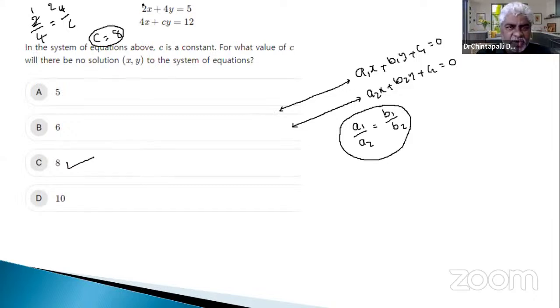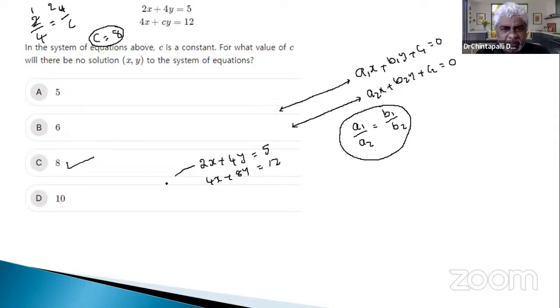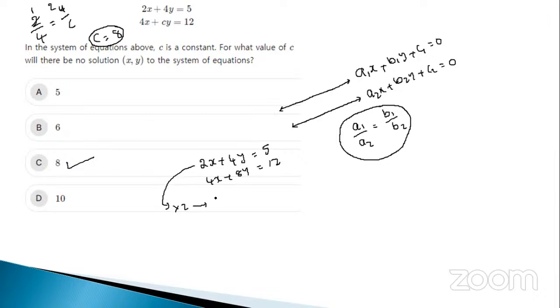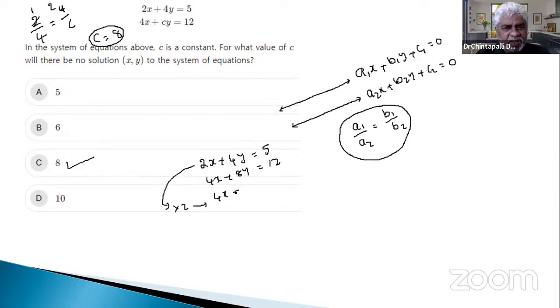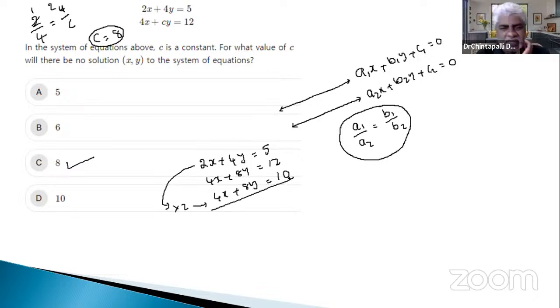Even when C is equal to 8, let us see what happens. Those two equations will become, first equation is same, 2x plus 4y is equal to 5, and 4x plus 8y is equal to 12. Let us multiply the first equation by 2. First equation times 2: 4x plus 8y is equal to 10. So it will be an absurd solution. Yes, absurd. Very good. Correct word, absurd.